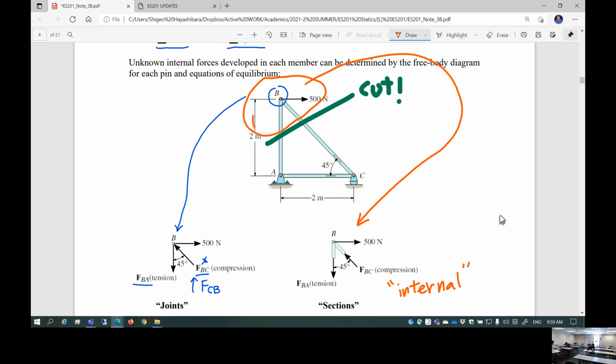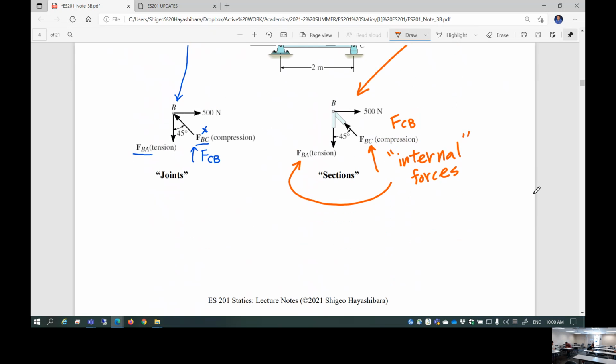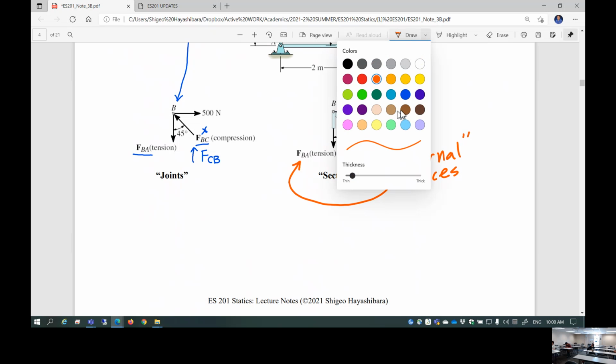This is a two-force member. So if you cut just about anywhere, you're going to develop internal force, which is a uniform value. So this is FCB, I prefer. FCB, compression force. This is FBA, tensile force developed. How on earth can you tell this is tensile? Well, you have to think about one more step.